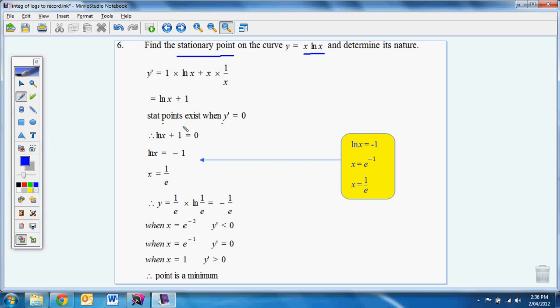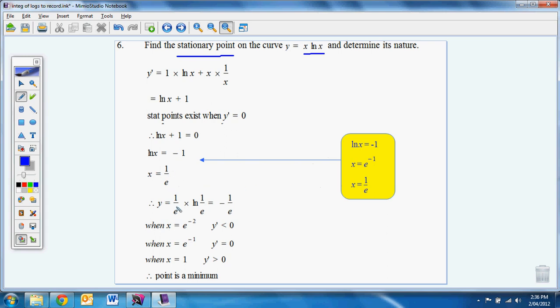So stationary points exist then when, as we said, the first derivative is equal to 0. We set natural log of x plus 1 equal to 0, we get the natural log of x is equal to minus 1. So if we apply our definition of our log here, we know natural log of x is equal to minus 1, so x would equal e to the power of minus 1, or x is equal to 1 on e. So that's how we're going to get x is equal to 1 on e there. We're just doing the definition of a logarithm.